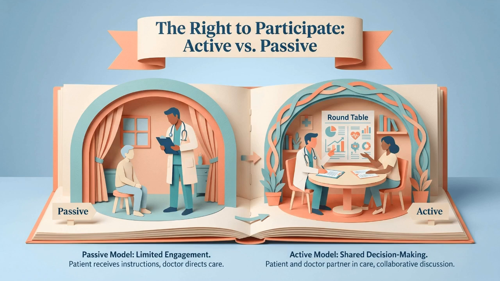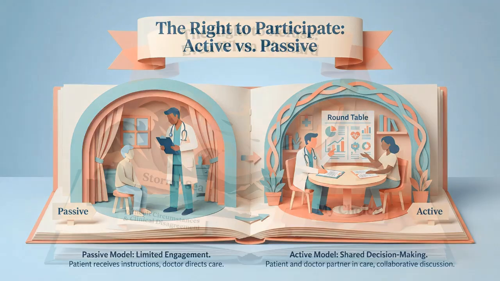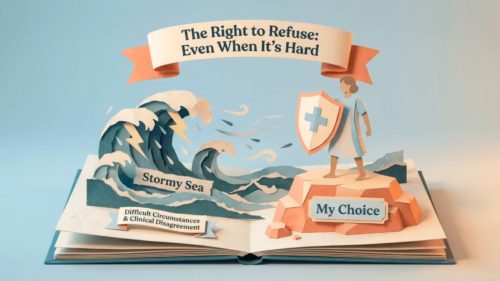Now, let's revisit a particularly challenging aspect of patient autonomy, the right to refuse. We've discussed the right to refuse previously, but it bears revisiting because it's often the most challenging right to uphold in practice. This right applies even when providers strongly disagree with a patient's choice, and even when the outcome of that refusal might be severe. It is the ultimate test of our commitment to patient autonomy.